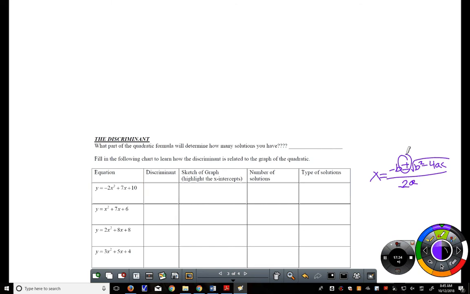Look, negative b over 2a. Do you guys remember that? Okay, that finds the x-coordinate of our vertex. So it makes sense that when it's 0, you only have one thing, and it's the vertex that's sitting on the x-axis, okay? So what we're going to do is this. We're going to find the discriminant. So again, the discriminant is the piece of the quadratic formula that is finding our solutions for us.